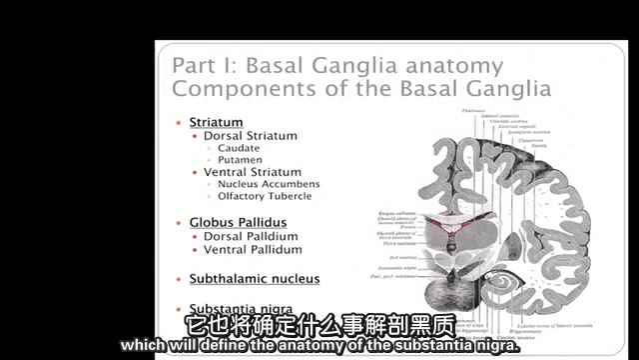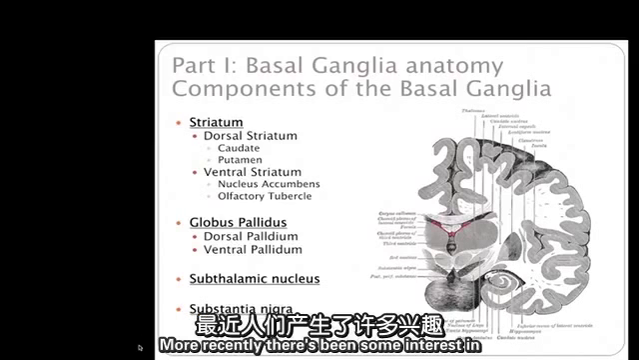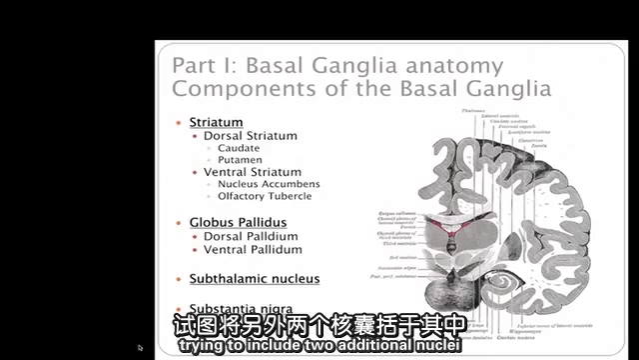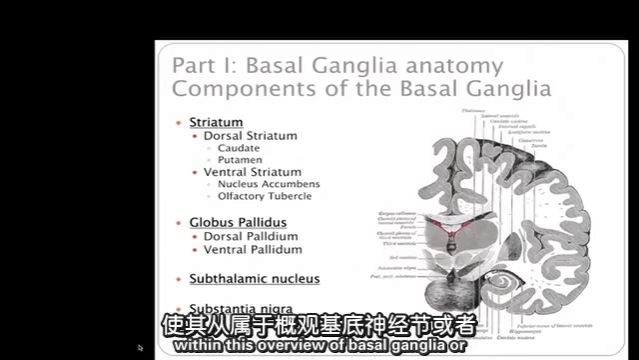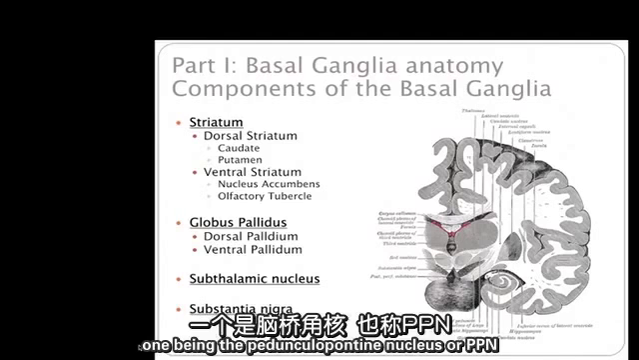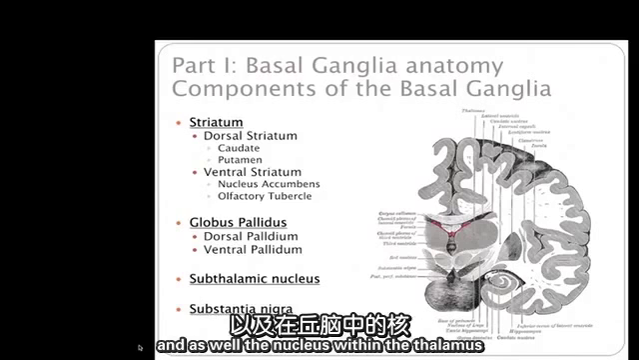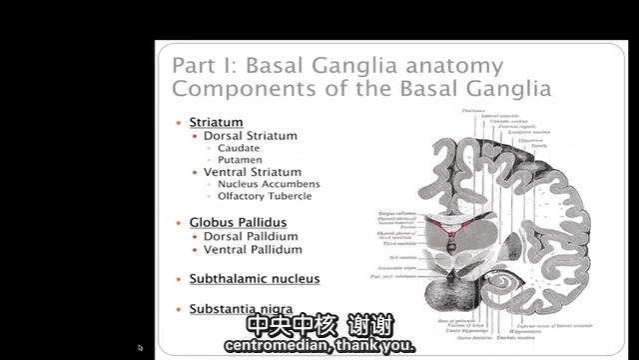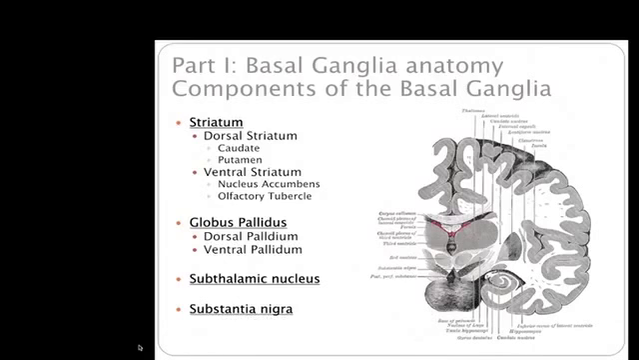and the substantia nigra. More recently, there's been some interest in trying to include two additional nuclei within the catchment area of basal ganglia, one being the peripontine nucleus, or the PPN, and as well a nucleus within the thalamus, which the name just escapes me right now, but we'll get to it in a little bit. Centromedian nucleus, thank you.